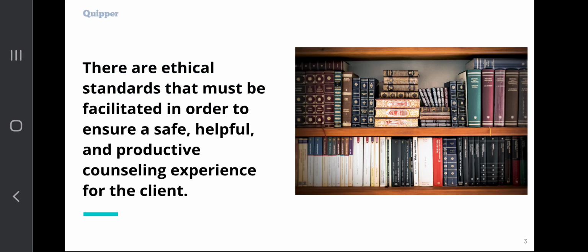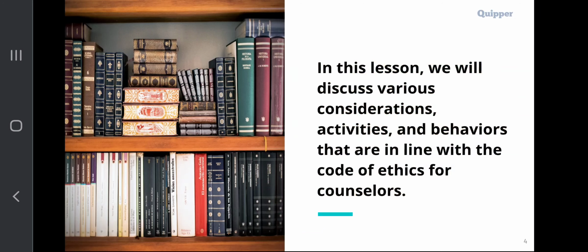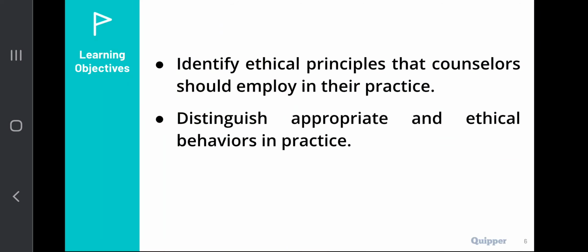With this in mind, I want you to take note of this concept. There are ethical standards that must be facilitated in order to ensure a safe, helpful, and productive counseling experience for the client. In this lesson, we will discuss various considerations, activities, and behaviors that are in line with the Code of Ethics for Counselors. Therefore, our main objectives are the following. Identify ethical principles that counselors should employ in their practice and distinguish appropriate and ethical behaviors in practice.